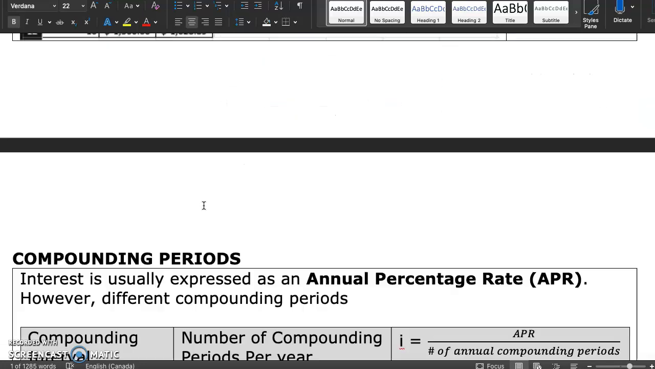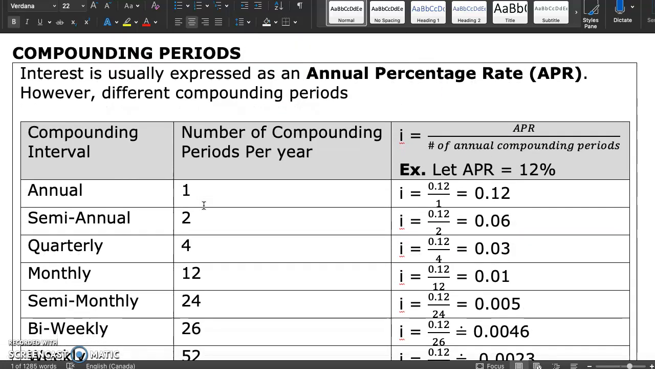Let's take a look at the following. What is a compounding period? Interest is usually expressed as an annual percentage rate. So you might hear vehicles advertised as being sold with 0 APR, meaning there's 0 annual percentage rate. However, there are different compounding periods. This lets you know the number of intervals or times that the interest will actually be calculated.